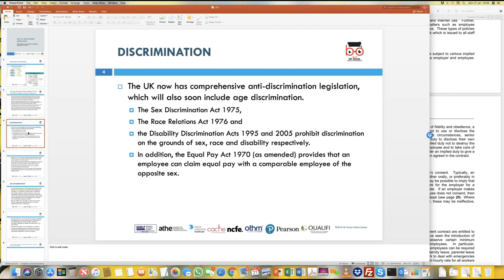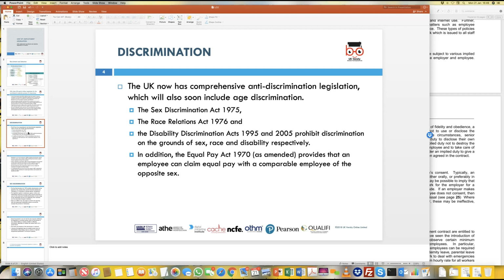But in the early 1970s, the UK government introduced something called the Equal Pay Act, which meant that employees who have comparable roles and responsibilities and work within similar job roles need to be given equal pay, whether they are men or women. So, irrespective of their sex, they have to be given equal pay and treated equally by the employer.